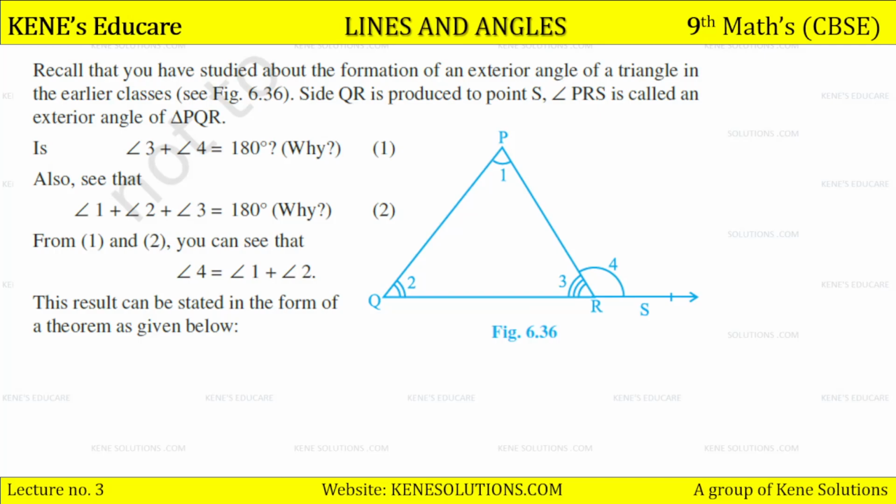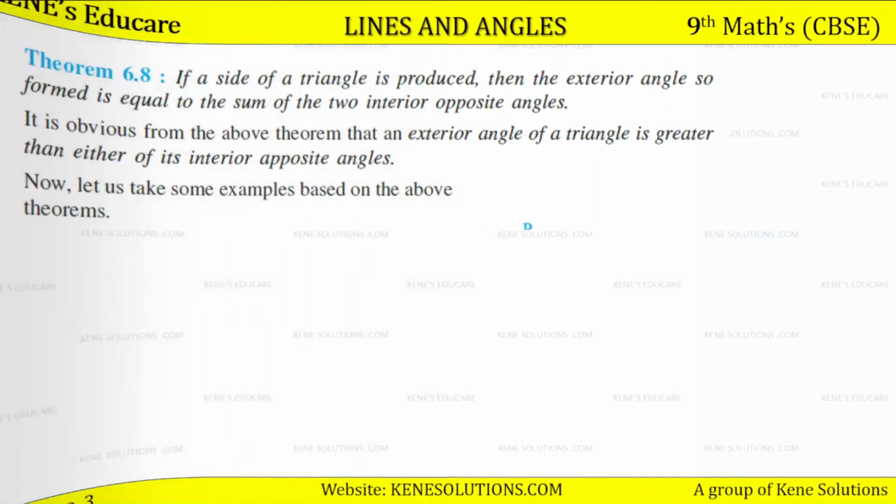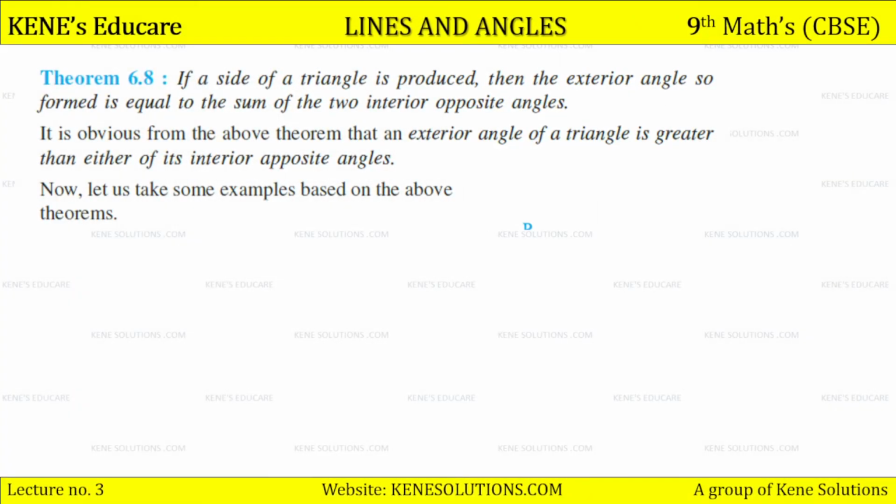This result can be stated in the form of the theorem as given below. If a side of a triangle is produced, then the exterior angle so formed is equal to the sum of the two interior opposite angles. It is obvious from the above theorem that the exterior angle of a triangle is greater than either of its interior opposite angles. Now let us take some examples based on the above theorems.